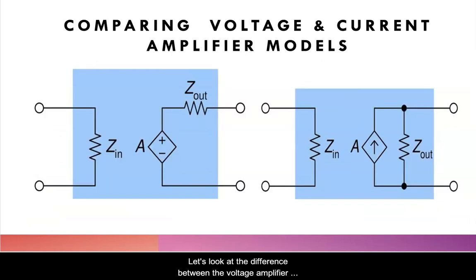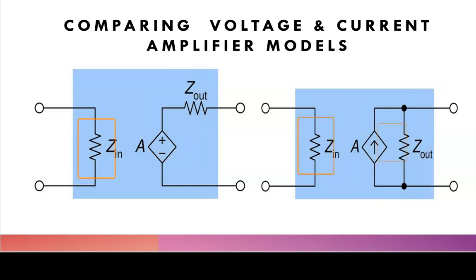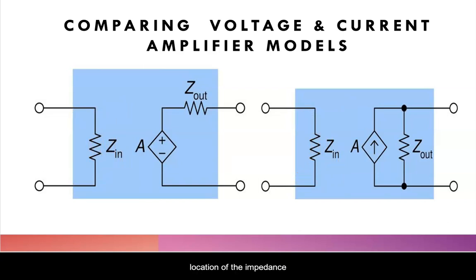Let's look at the difference between the voltage amplifier model and the current amplifier model. We can see that the main difference is in the voltage control source and the output impedance, and the current control source and the output impedance. For the voltage amplifier, the voltage control source is in series with Zout, while for the current amplifier, the current control source is in parallel with Zout. Meanwhile, there is no difference for Zin, the input impedance, where we're considering the location of the impedance.